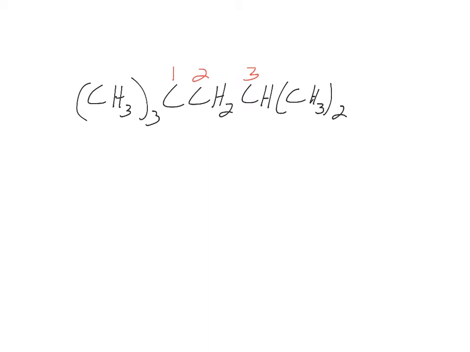So I know carbon 1 is bonded to carbon 2, and carbon 2 is bonded to carbon 3. Carbon 1 is bonded to carbon 2, CH2, which is bonded to carbon 3. Let's put those numbers in: 1, 2, 3. Now, don't forget, how many bonds does carbon want to have? 4. So let's go ahead and draw in those bonds.